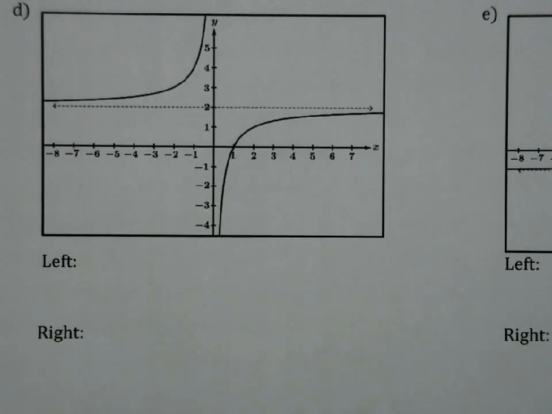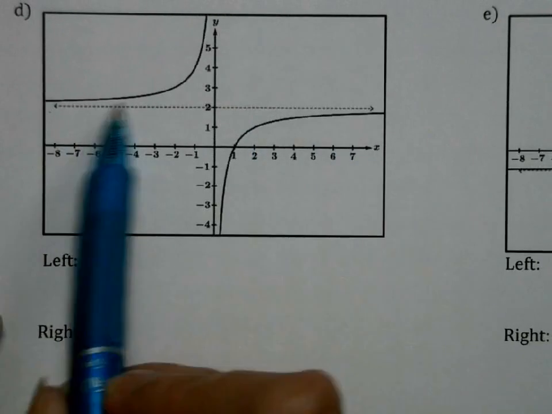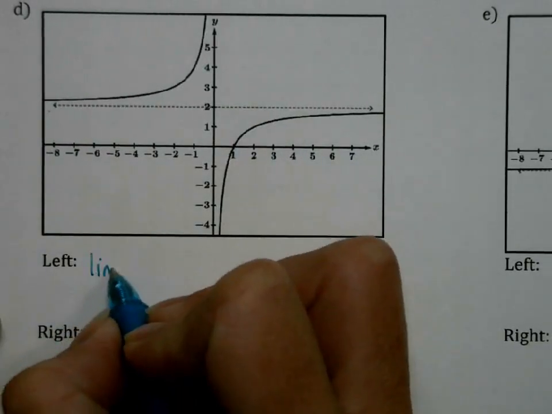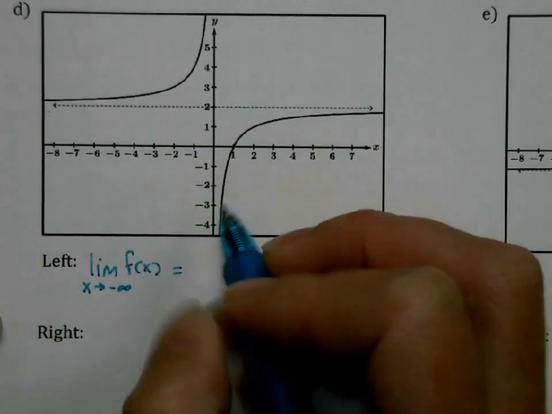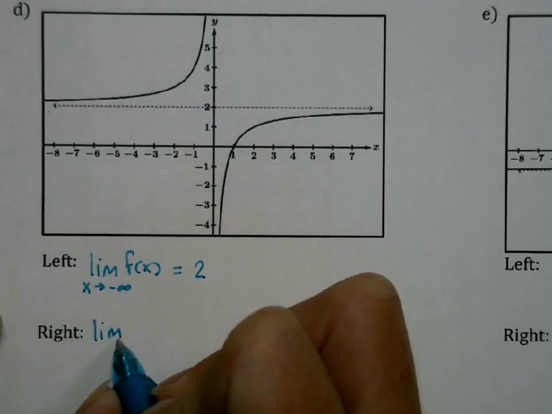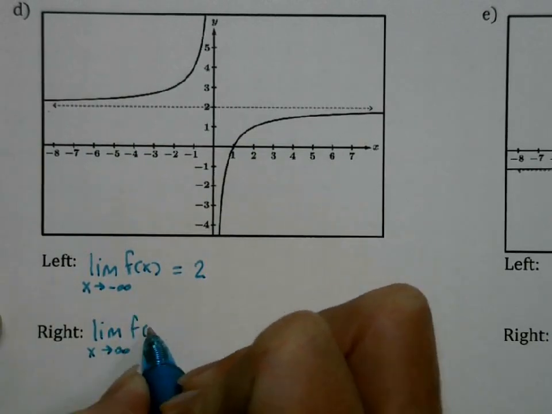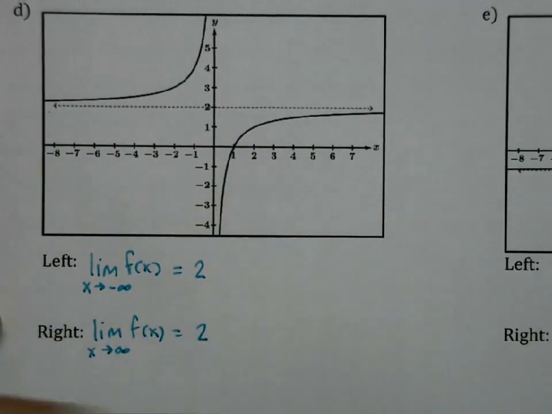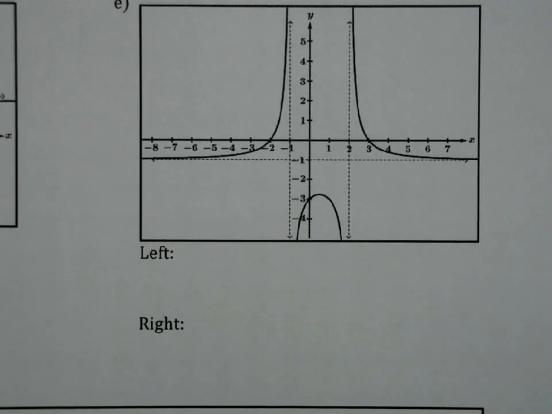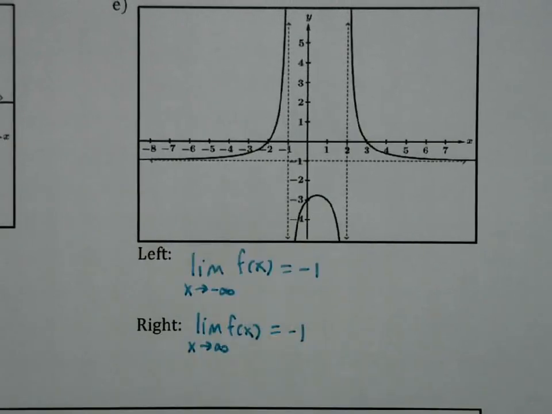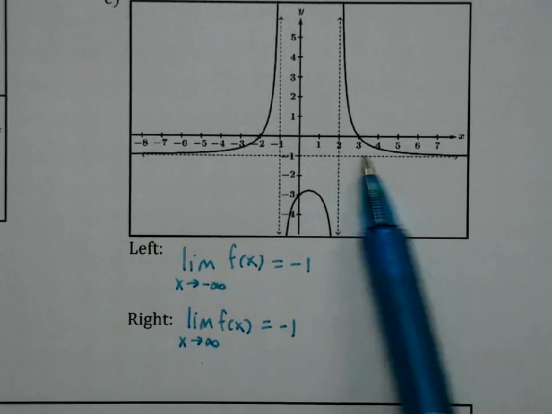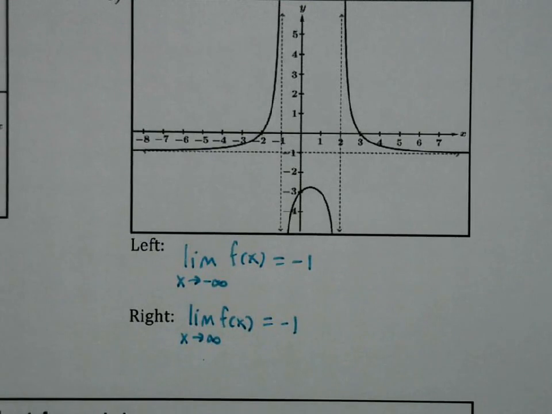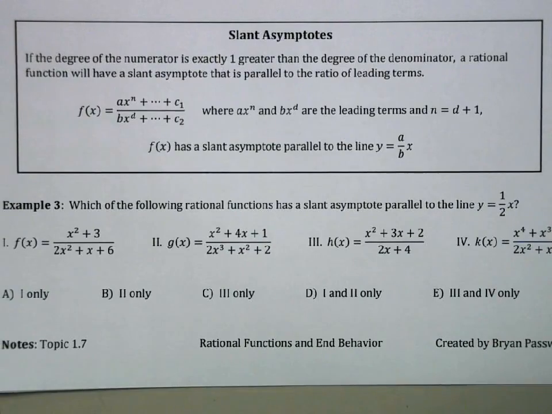Okay, next we have a graph provided for us. This one has a horizontal asymptote at y equals 2. So as we go to negative infinity, and we'll just call this f of x, we're going to 2. As we go to positive infinity, we go to 2. Let's see if you can do this one. So for this one, for both going to negative infinity and positive infinity, our graph is approaching a horizontal asymptote of negative 1.